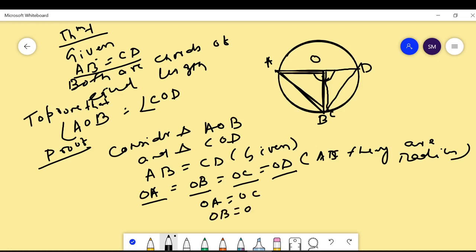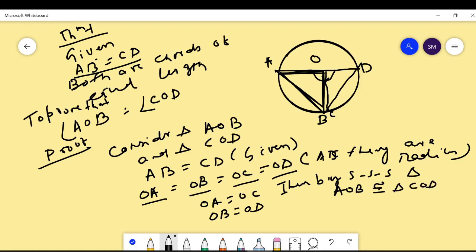OB is equal to OD. Then by SSS, side side side property, both the triangles are congruent. Then by the congruence property, triangle AOB is congruent with triangle COD.